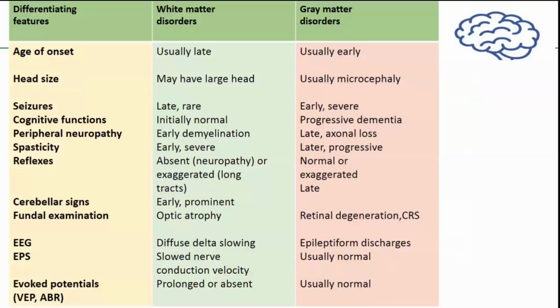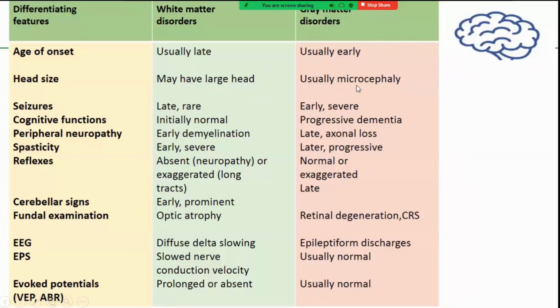So grossly, what we have been learning, and still use in clinical practice, is white matter versus gray matter disorders. And this is not universally true, but usually the white matter diseases would present slightly late. You can have very early onset white matter disease also. Regarding head size, they may have a large head, but many white matter diseases have a normal sized head. At times they can even have a small head. And in gray matter disease, microcephaly may be there.